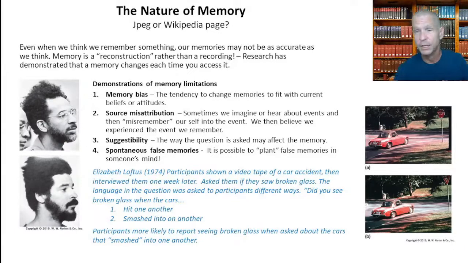Right? She would also ask the same question. She would also use the same difference in words, but she would ask them how fast the cars were going when they bumped into one another, when they collided with one another, when they smashed into one another. And what she found is that people would vary the amount of speed that they estimated the cars were going at based upon the word.